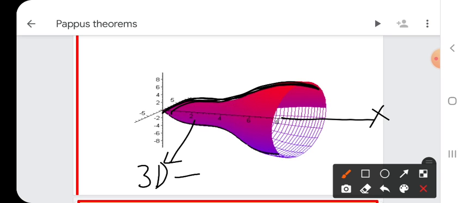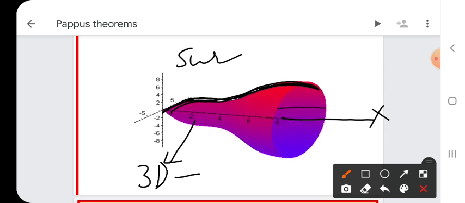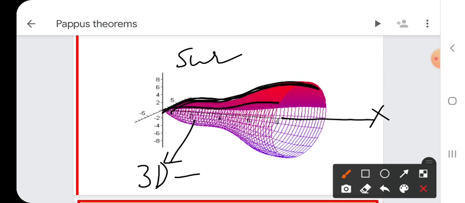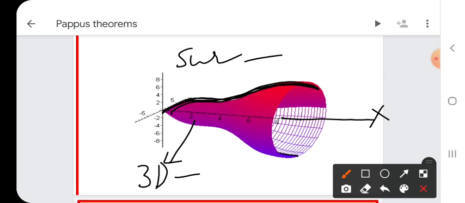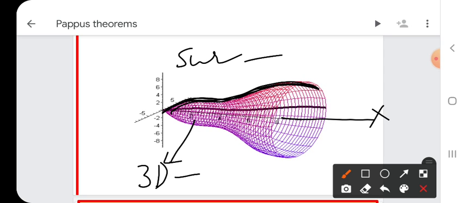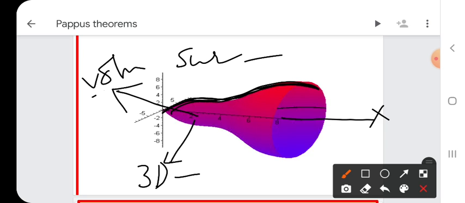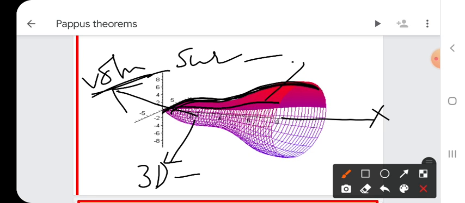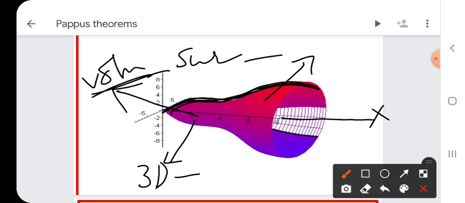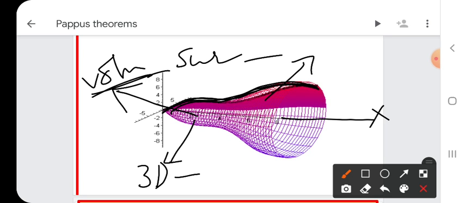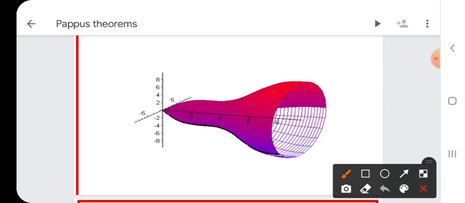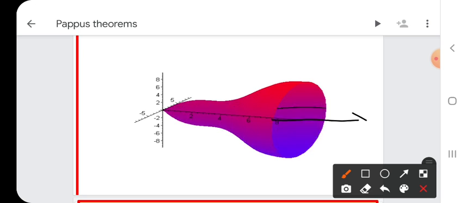This three-dimensional solid shape's surface is called surface of revolution. Here, surface of revolution means the surface area of this three-dimensional solid shape. In previous videos we discussed volume of revolution, which means the volume of this three-dimensional solid shape, and the surface area of this three-dimensional solid shape is called surface of revolution. See how the curve revolves about this axis.